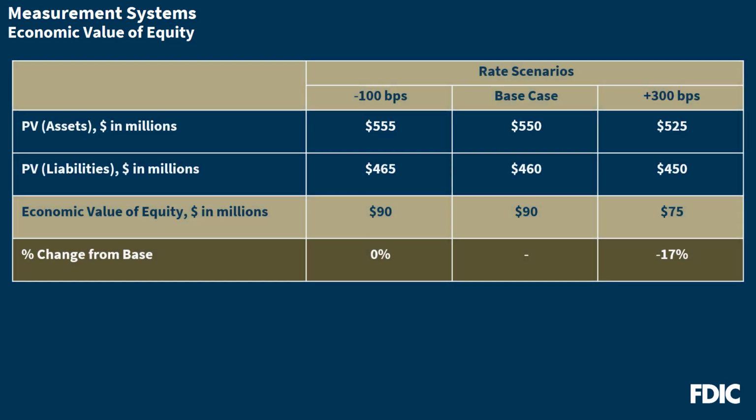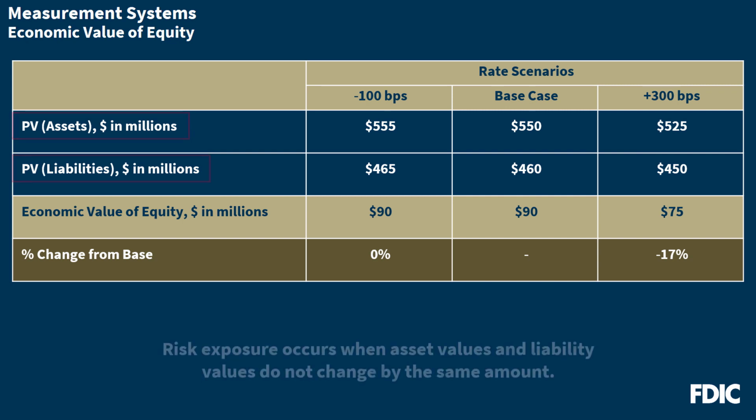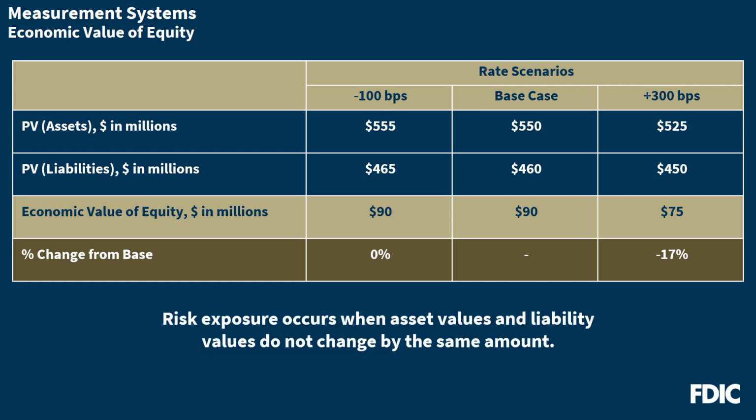So, what is the net impact of the changes on both sides of the balance sheet? Let's look at a sample EVE model report. The model calculates the bank's EVE in the current rate environment, which is the base case. To measure interest rate risk, we need to look at how the present values of assets and liabilities change in different rate environments. The change in EVE, or the potential risk exposure, occurs when asset values and liability values do not change by the same amount.